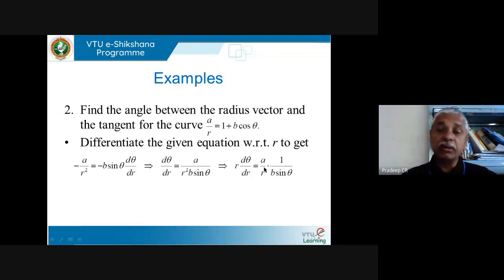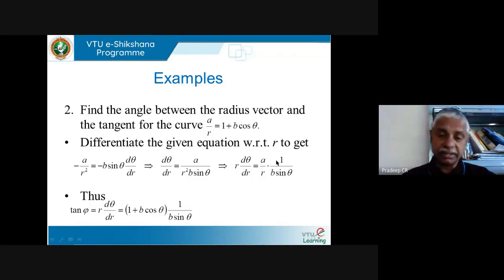But why I am trying to do this is I am trying to use the equation of the curve also here. Anyway, you can see it's all just simple algebraic manipulation. So r d theta by dr is a by r into 1 by b sine theta, which means tan phi is this. We know tan phi is r d theta by dr. So r d theta by dr, which is a by r, means 1 plus b cos theta. See, I eliminated r altogether in this. r d theta by dr is 1 plus b cos theta into 1 by b sine theta.